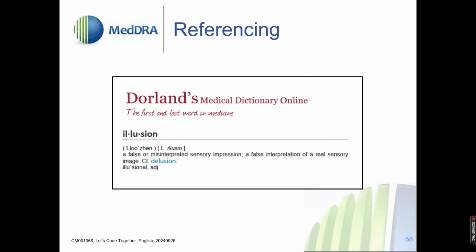Illusion was another one. This is a false or misinterpreted sensory impression, a false interpretation of a real sensory image. So unlike hallucination, where there was nothing there in reality, Dorland's is telling us the illusion is some kind of distortion or a false interpretation of a real sensory image. So that's what I take from the dictionary definitions on that.